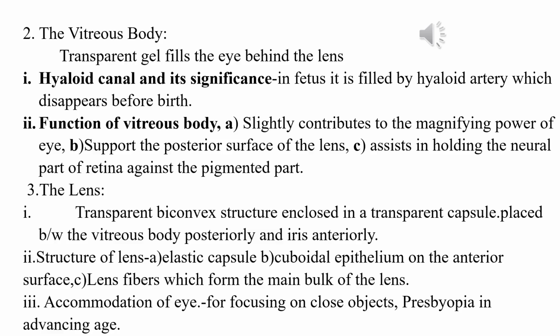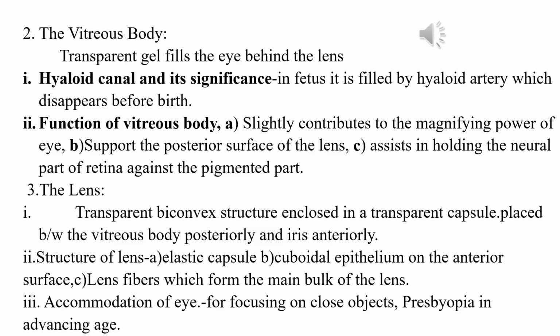Now, what is the function of the vitreous body? It basically contributes slightly to the magnifying power of the eye, and it supports the posterior part of the lens, and it assists in holding the neural part of the retina against its pigmented layer or outer part.